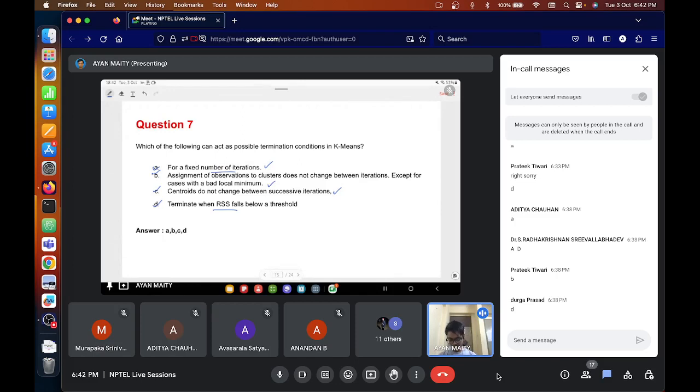So if this RSS error value falls below a certain threshold, we might not want to continue because of time constraints or something. In that case, you might also terminate like this. So this is also a valid termination condition. So all four options are possible termination conditions for the k-means algorithm.